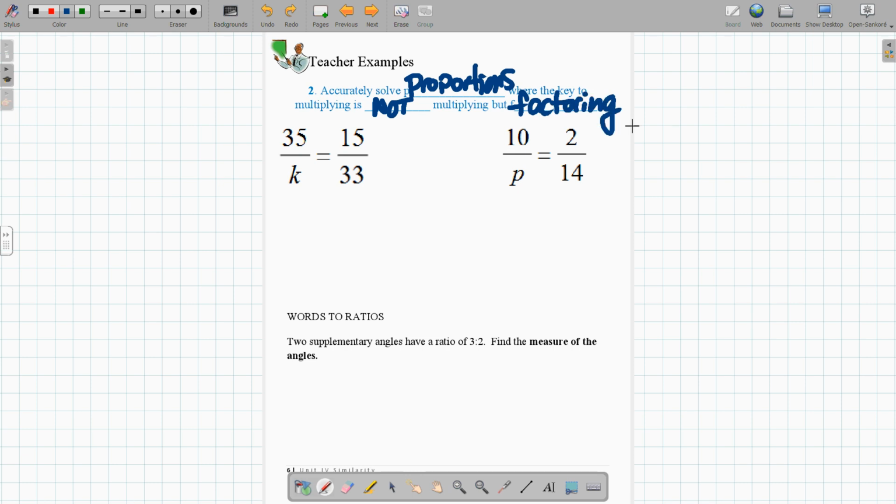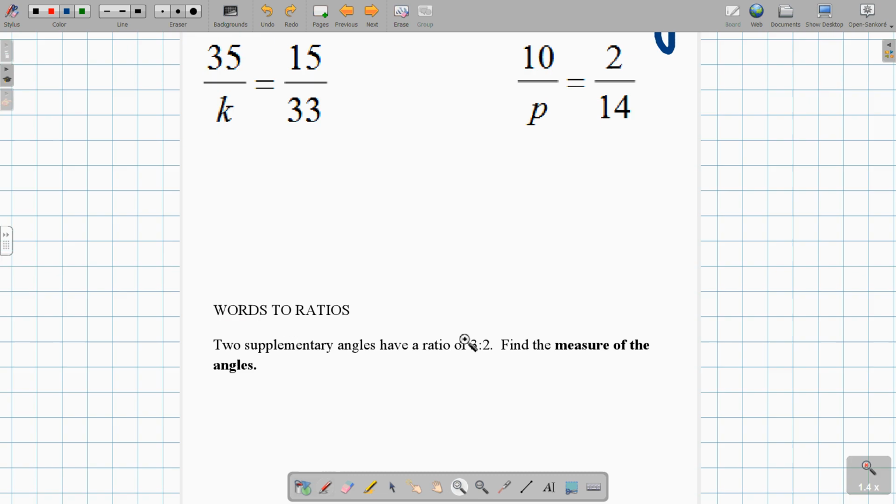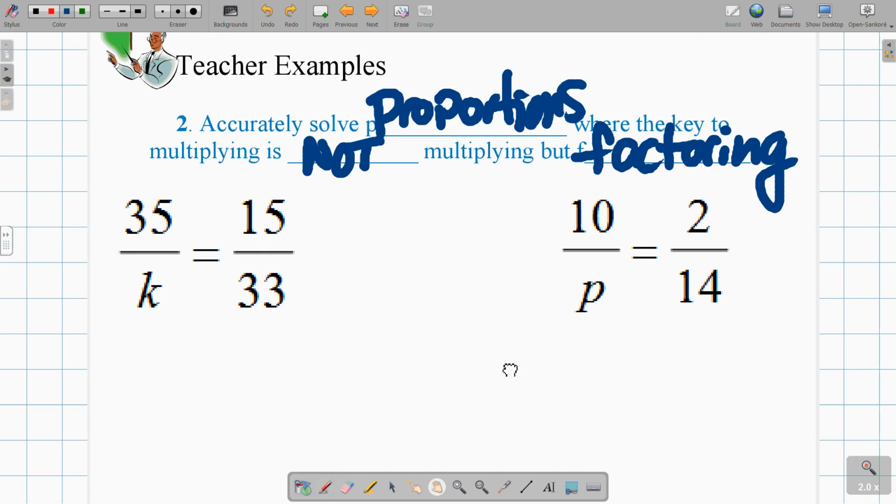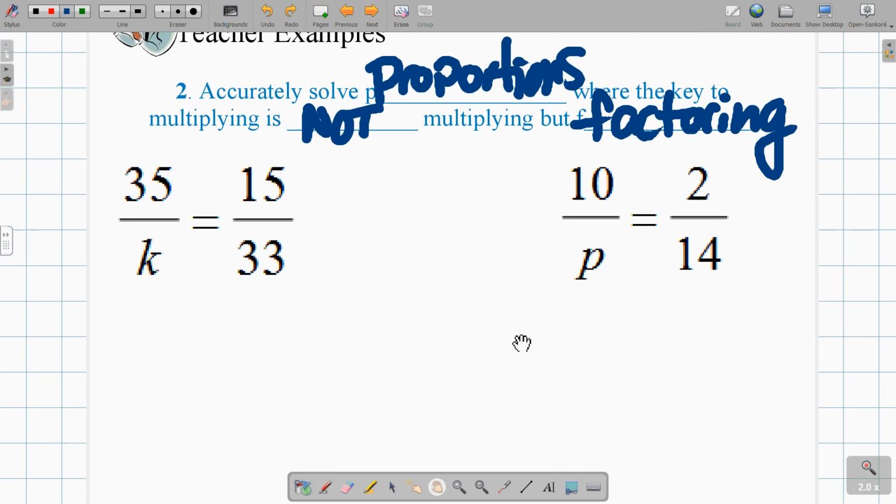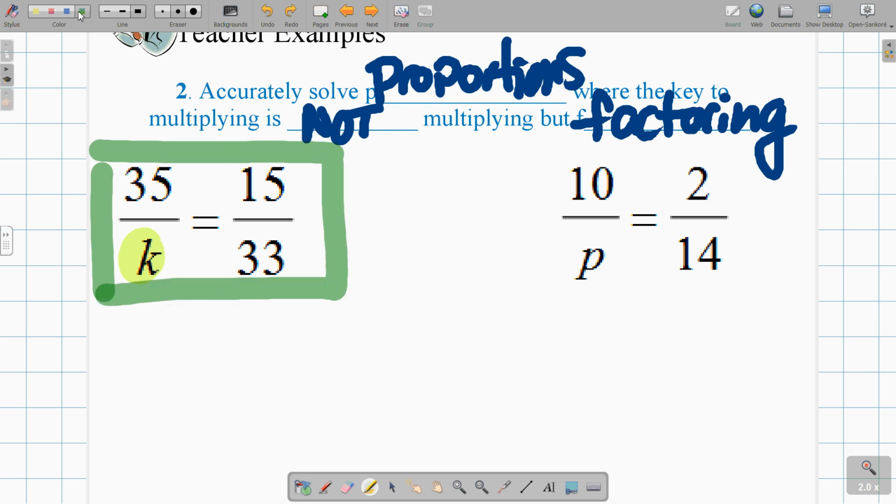We're going to accurately solve proportions where the key to multiplying is not multiplying, but factoring. So let me show you what I mean by that. We're going to cross multiply here to solve this proportion. Remember, a proportion is an equation of ratios. So that green is a proportion, and that blue by itself is a ratio.